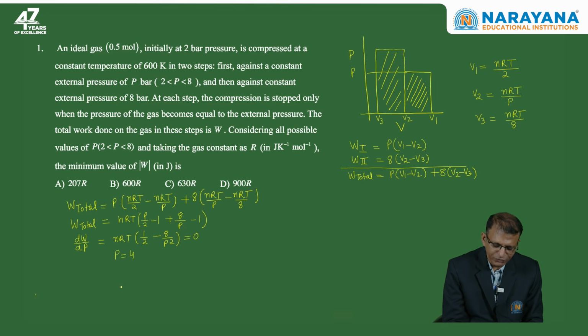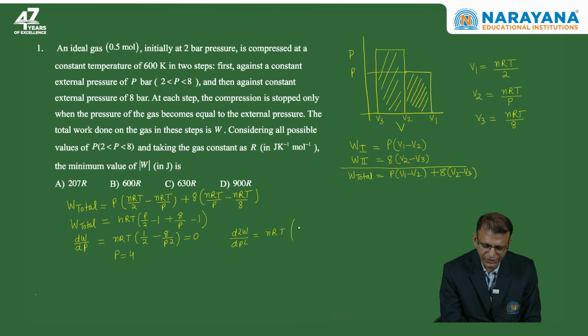And because they are saying minimum value, if you want to check, you can double differentiate it. So d square W upon dP square, you can write this, nRT will be constant, differentiation of half will be 0, and this will be minus 8 minus 2 P to the power 3. So if you simplify, this value is coming positive. So from here we have decided that it will be minima.